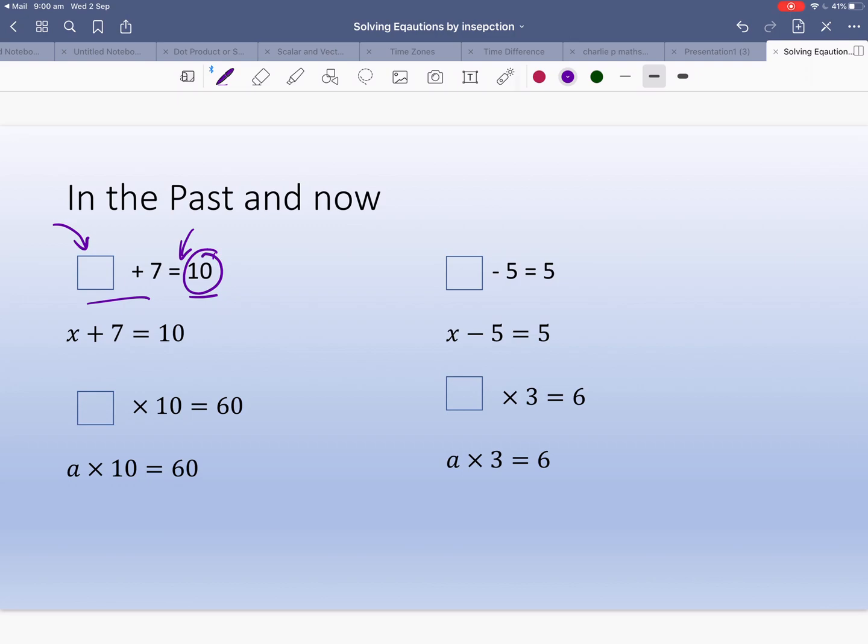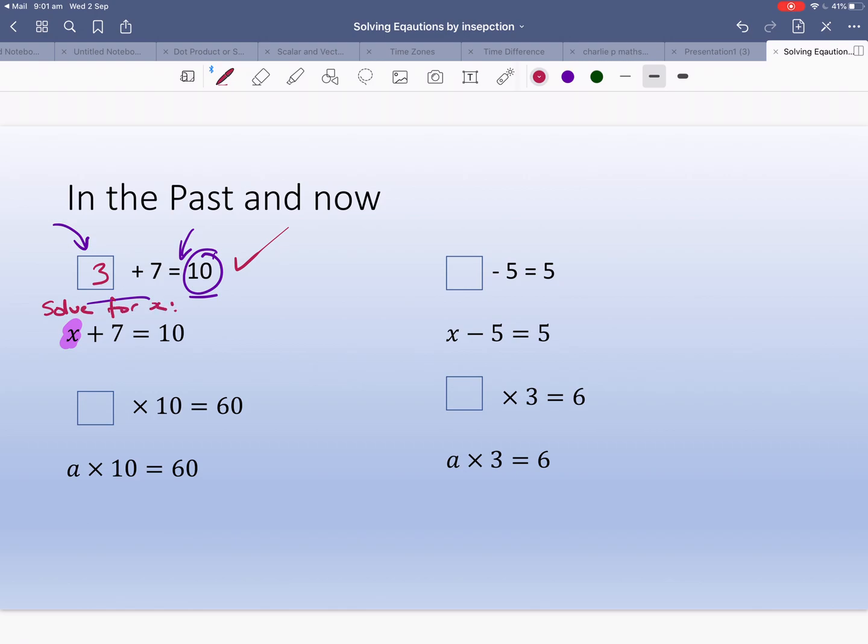Now, some of you are shouting at me and you go, Mr. Bustos, it's clearly 3. And it's true. 3 plus 7 equals 10. And we would get correct marks. Now, in year 7 and year 8, we don't get a box. We get a pronumeral. In this case, it's X. And it says solve for X.